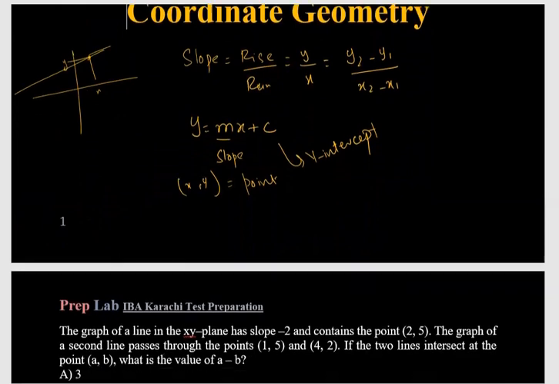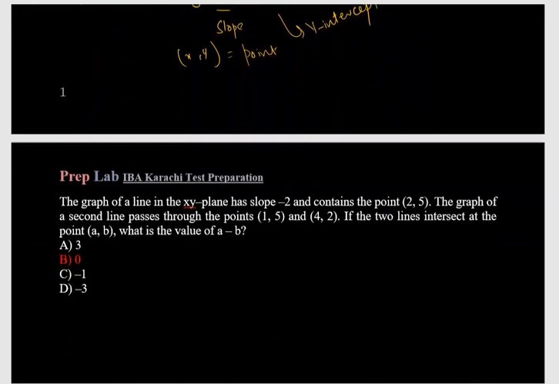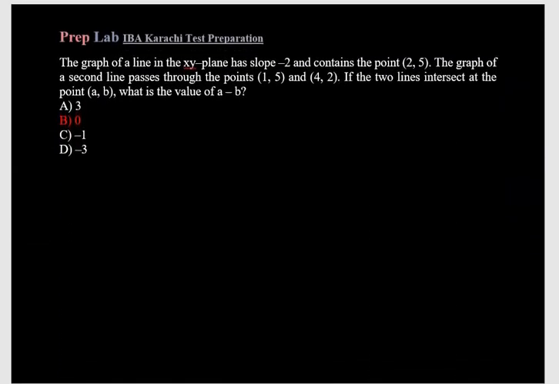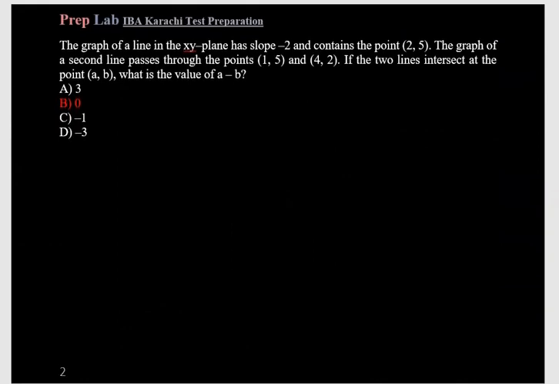So this is a question IBA asked in one of their computer science tests. So let's solve it. It's a very deep question, and it tests all the major concepts of coordinate geometry. So first, read it out loud. The graph of the line in the xy plane has a slope of -2 and contains the point (2, 5). The graph of a second line passes through the points (1, 5) and (4, 2). If the two lines intersect at point (A, B), what is the value of A minus B?